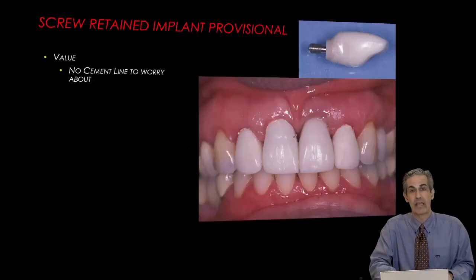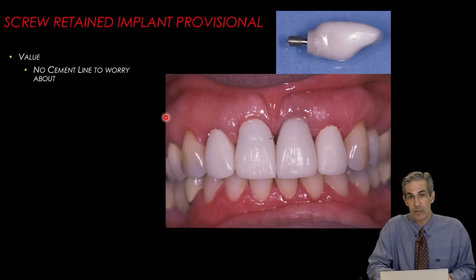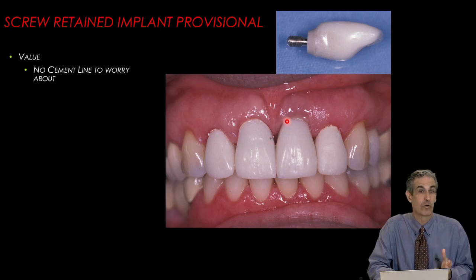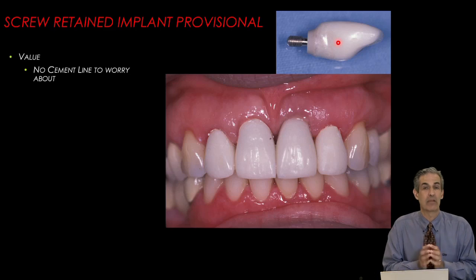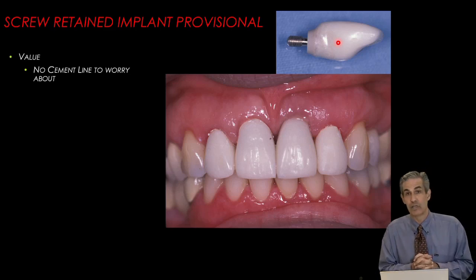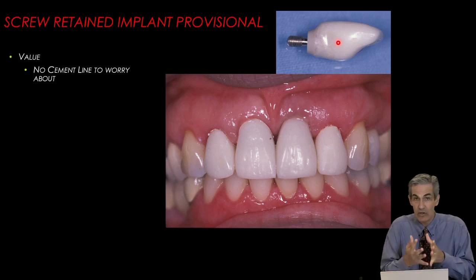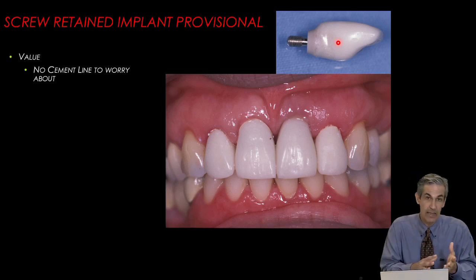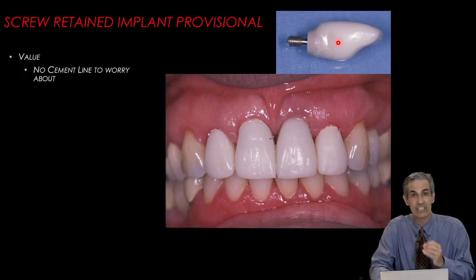Here's an example of a case, and I really like this case because we're not trying to be perfect aesthetically. We're using the provisional to allow the maximum development of the tissue surrounding the screw-retained provisional. I like screw-retained provisionals because I can push the tissue if I choose to do it. It's very easy to under-contour them, then take them out of the mouth, add more acrylic, put them back in as I need, so I can get it just the way I want.